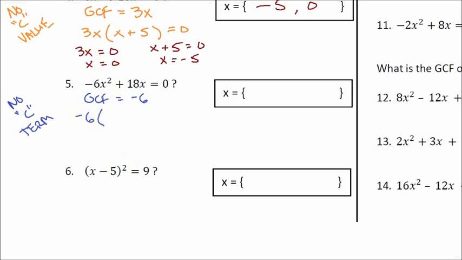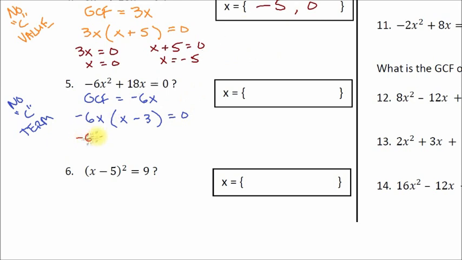Oops, I apologize, I'm skipping this as well. We got a common variable as well because there's no c term. So our GCF is negative 6x. Negative 6x times x gets us back to negative 6x squared, and negative 6 times negative 3 gets us to positive 18. So negative 6x times negative 3 is positive 18x. And now we've got our two parts.